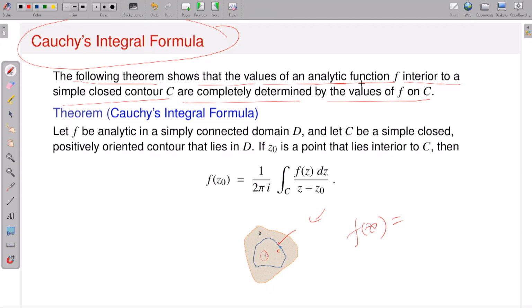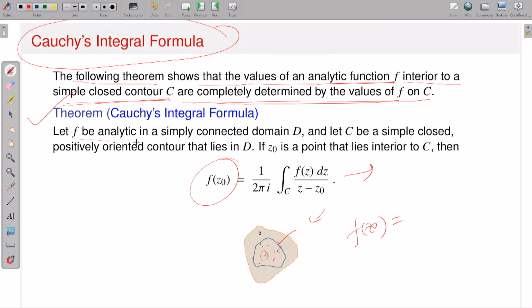So values of an analytic function f in the interior of a simple closed contour C are completely determined by the values of f on C. Therefore, if I know the value of f on the contour C, then whatever point I take interior to C, I can get the value of the function at the point z0 by this formula. That's what it says.